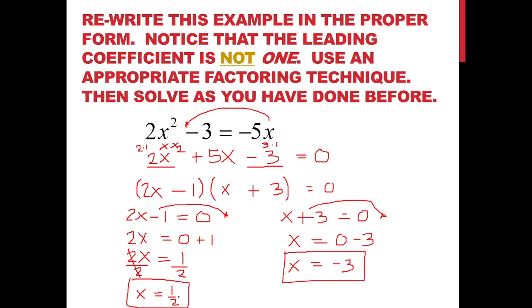Again, you can check if your answer is correct by substituting the value of x into your factored form. If my x here is 1/2, I have 2 times 1/2, which is equal to 1. 1 minus 1 is 0. 0 times any number is 0, meaning it satisfies my equation. Same goes with negative 3. If you substitute it here, negative 3 plus 3 is 0. So it is equal to 0.